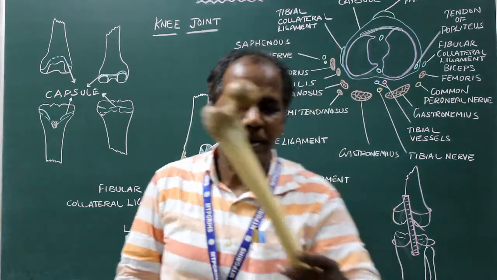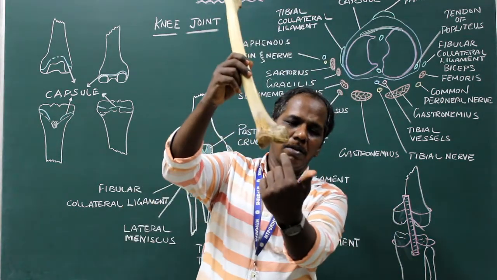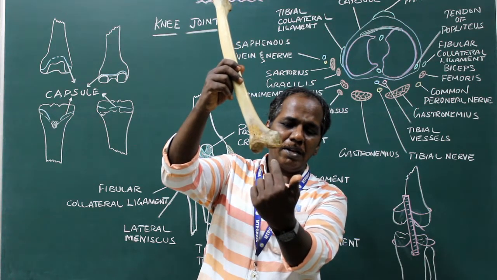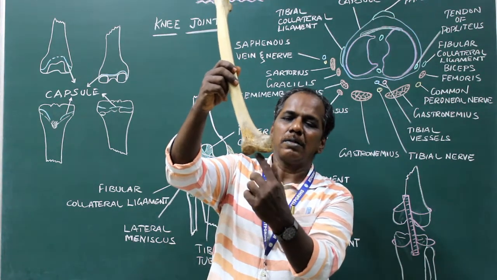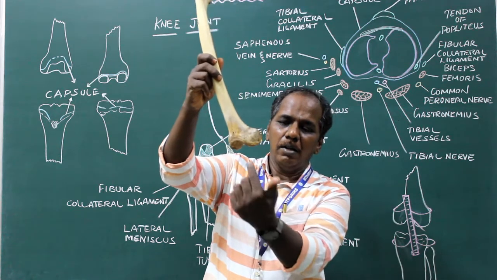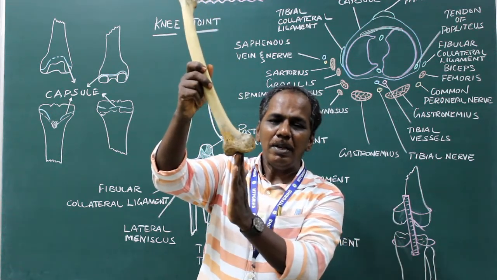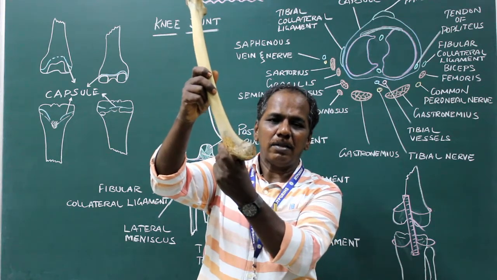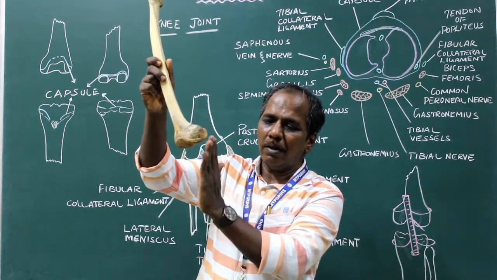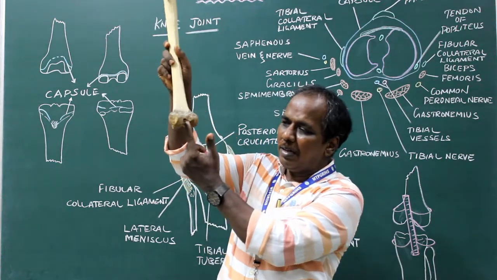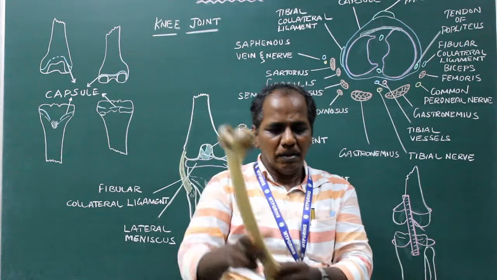Proximally, the ligament runs backwards and upwards. So this is the lateral condyle of the tibia, and it is attached to the posterior part of the medial surface of the lateral condyle. Posterior part of the medial surface of the lateral condyle. So this is the area where it is attached.